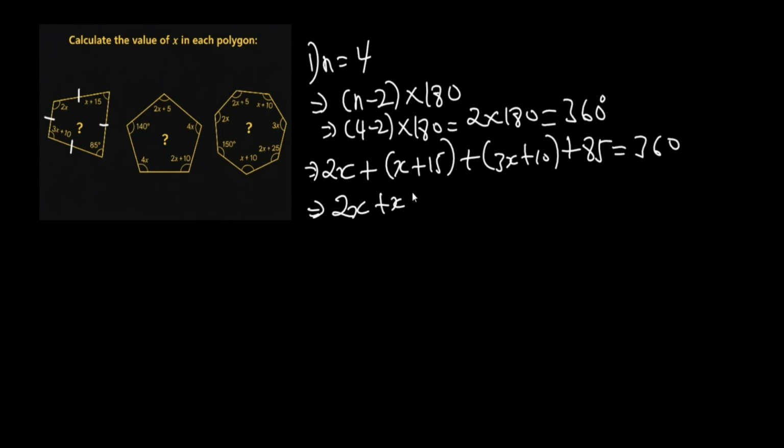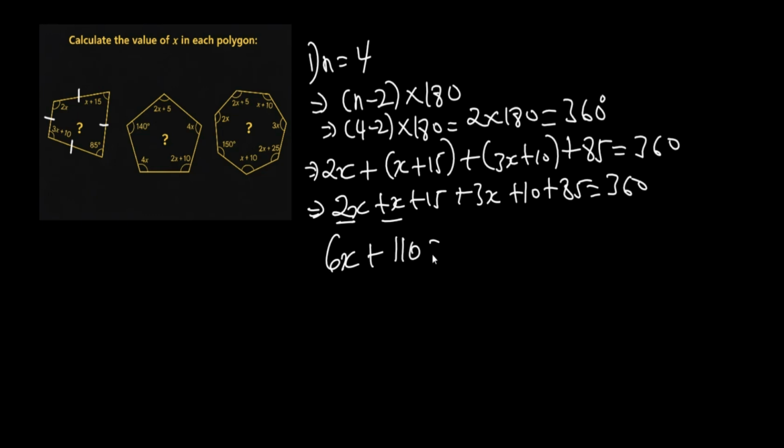So now let's group like terms. 2x plus x plus 15 plus 3x plus 10 plus 85 is equal to 360. Now I have 2x plus x, which will give me 3x, and then another 3x, so I'm going to have 6x. And over here I have 15 plus 10, which will give me 25, and 25 plus 85 will give me 110, to be equal to 360.